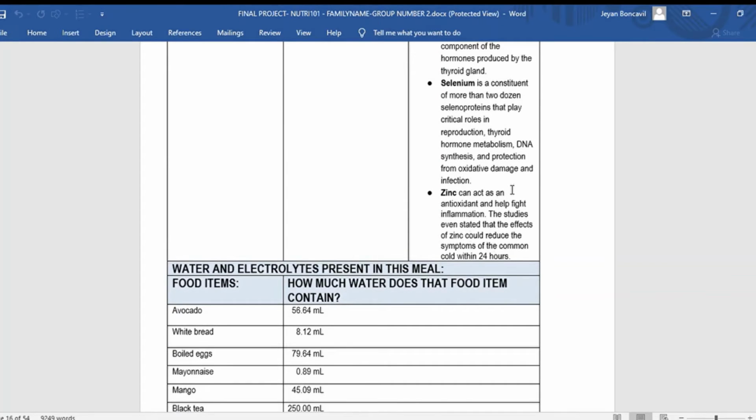And zinc can act as an antioxidant and help fight inflammation. The studies even stated that the effects of zinc could reduce the symptoms of the common cold within 24 hours.